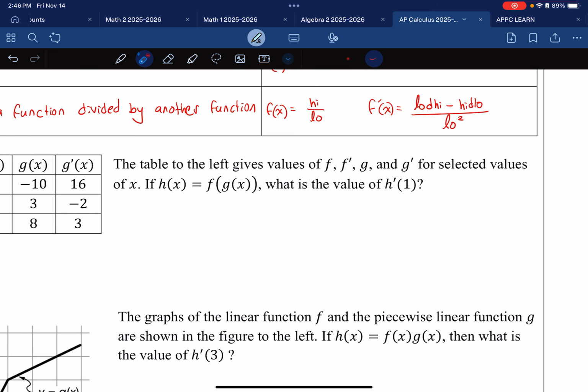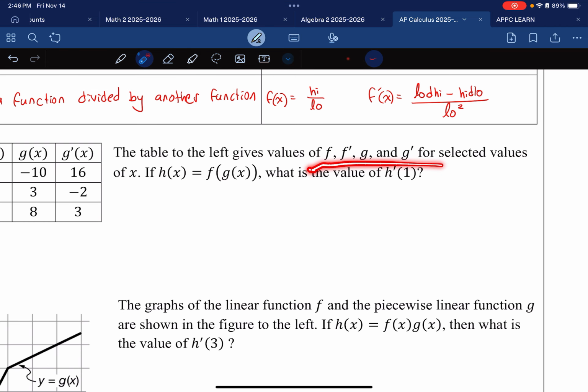So in this case, I'm seeing that it explains, there's things in a table. Here's how we define our new function h. h is defined as g inside of f, and we want to take the derivative of h prime. And then once I take the derivative, I will be plugging in 1. That's essentially what this is asking us to do. So I will start with my definition.